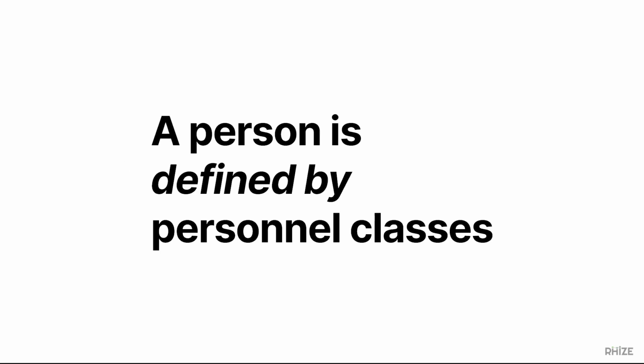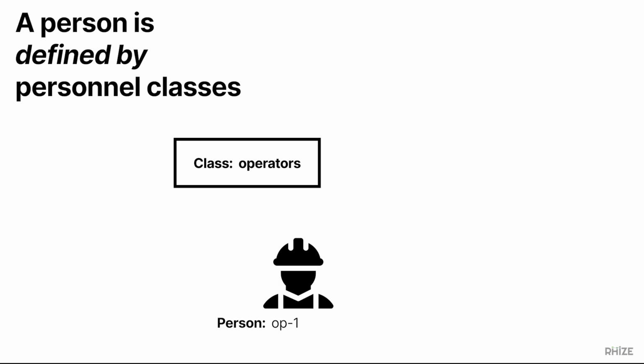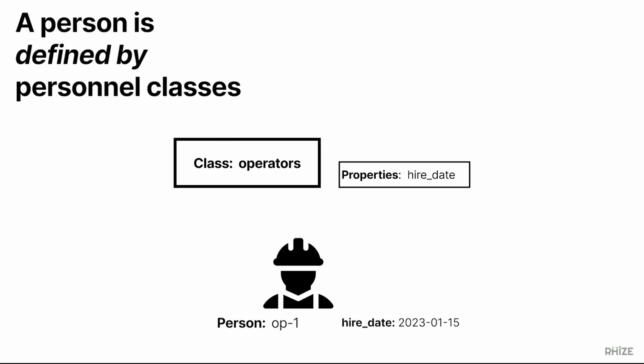I haven't yet touched on personnel. That's because it's almost identical to the equipment model. A personnel class, such as operators, can define multiple persons. A person who is defined by the class inherits the class's properties. In this case, operator 1 inherits the hire date property.